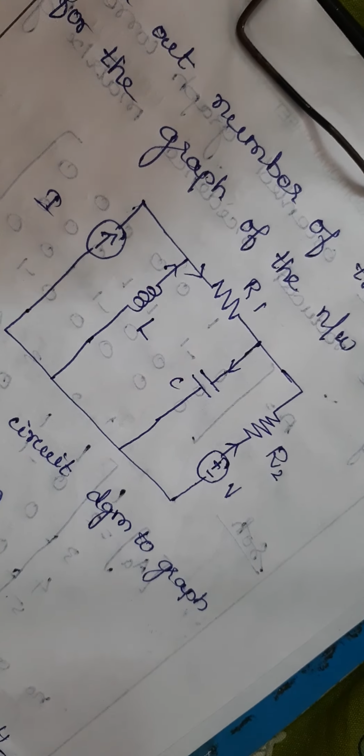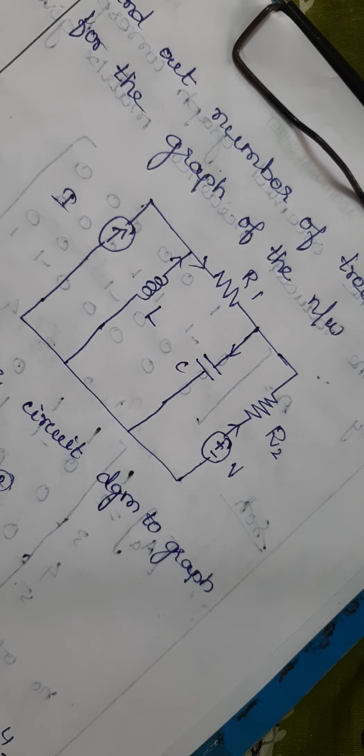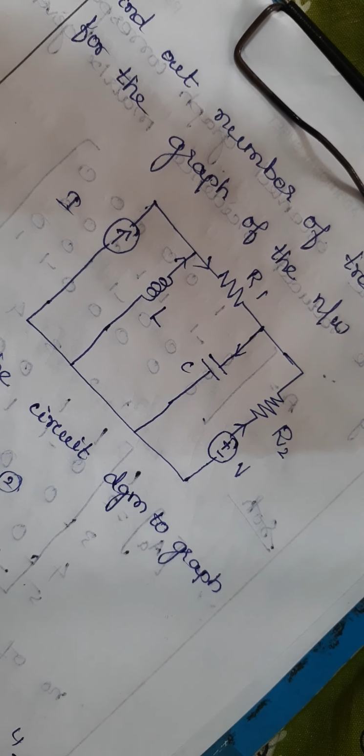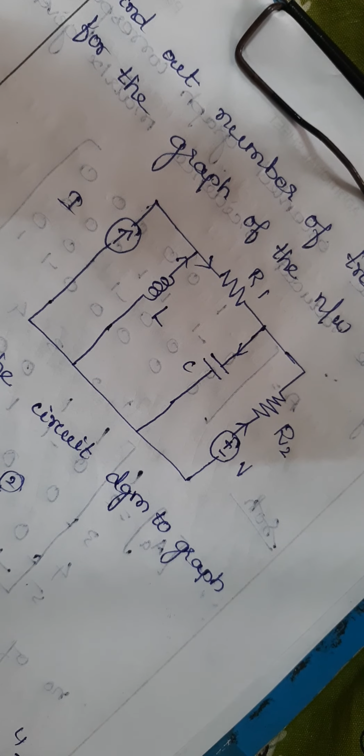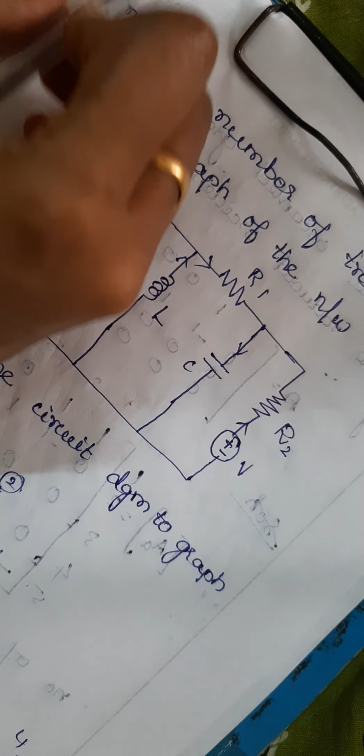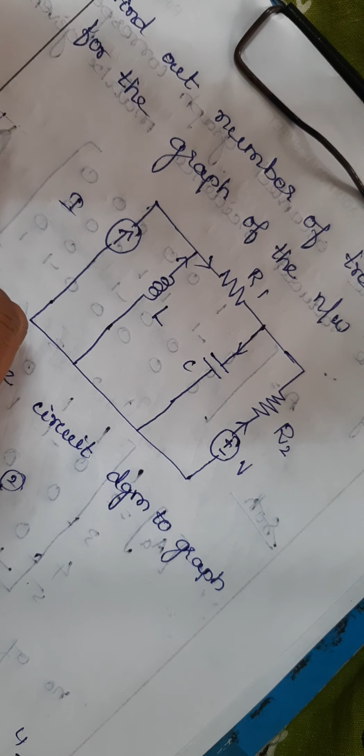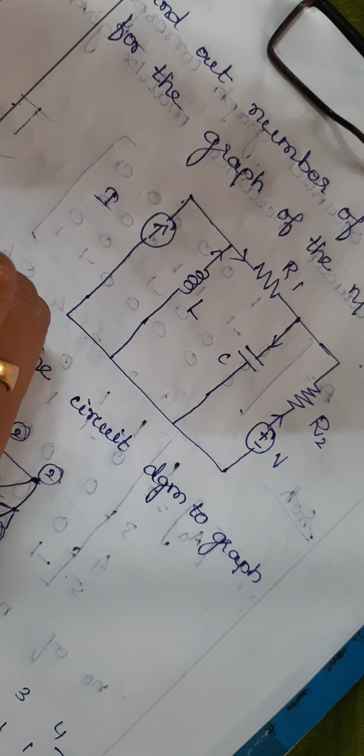So next we can see the tree and co-trees. Okay, so what do you mean by tree? It is a connected subgraph. It consists of all nodes but no closed path. Closed path இருக்கக்கூடாது ட்ரீல. Okay, it may be in this form. Tree வந்து இப்படி இருக்கலாம். Closed path இருக்கக்கூடாது. That is a tree.